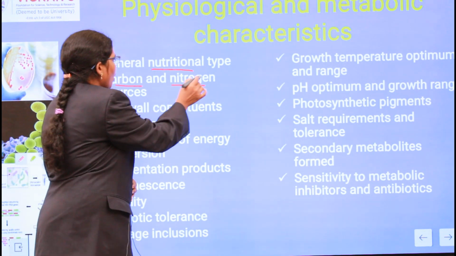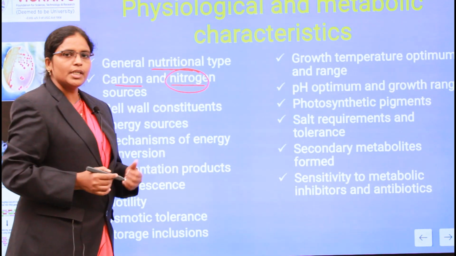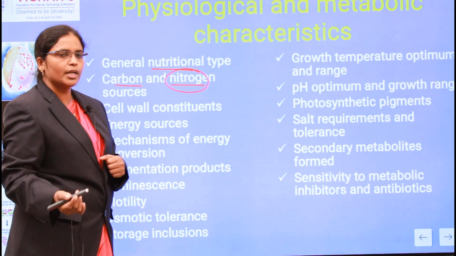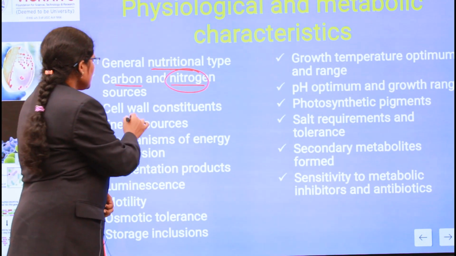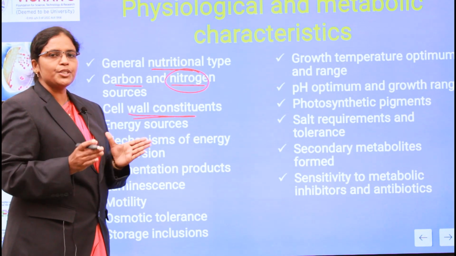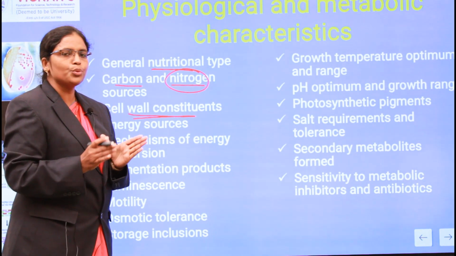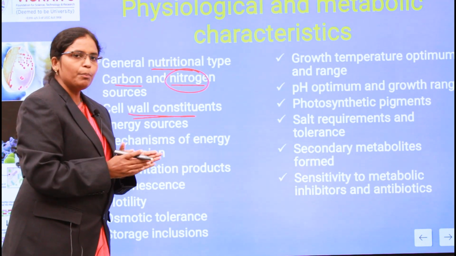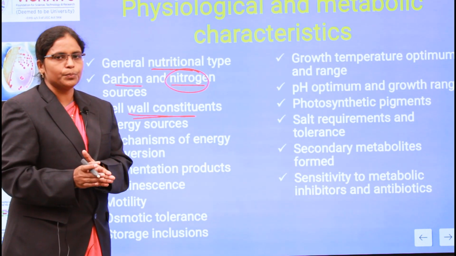Similarly, the nitrogen also, whether it is inorganic nitrogen or organic nitrogen. And next, cell wall constituents. Here we can differentiate microorganisms into two types, gram positive and gram negative.